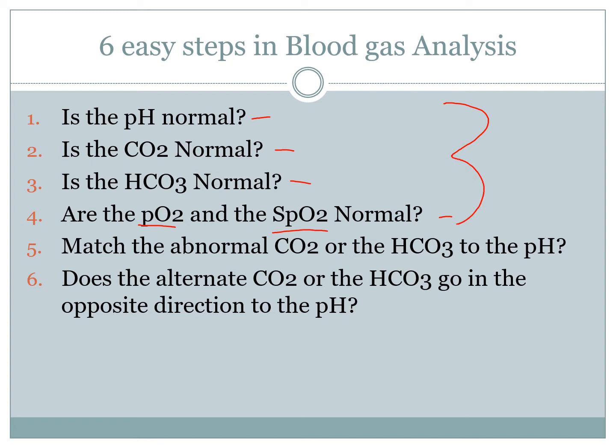The next one is we need to see if it's the CO2 or the bicarbonate that matches the pH. And the last step is we need to check to see if there's signs of compensation. We do that by checking the alternative, carbon dioxide or bicarbonate, and seeing if their numbers go in the opposite direction to the pH. Now I understand that can be quite confusing.